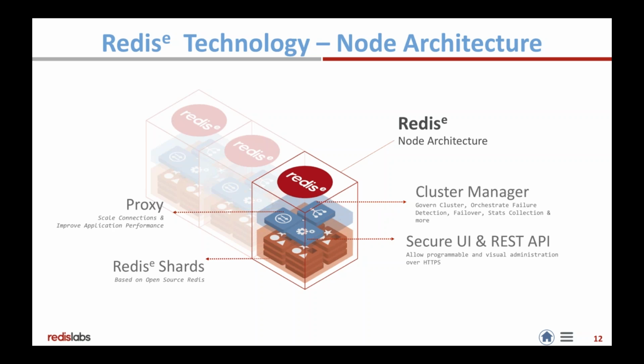We have the red section at the bottom, which is Redis Enterprise Shards. Now, these are very similar to Redis open source in their shape. I'll, in a second, describe what the differences are between the Redis open source and Redis Enterprise shards. But we use multiple shards per node. As you know, Redis is a single-threaded engine. This allows us to exploit the multiple processors and the processing capacity of a node.